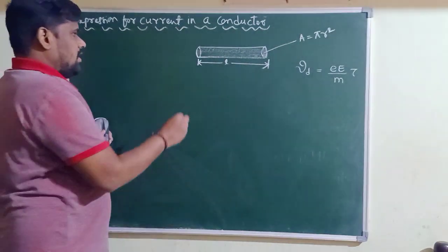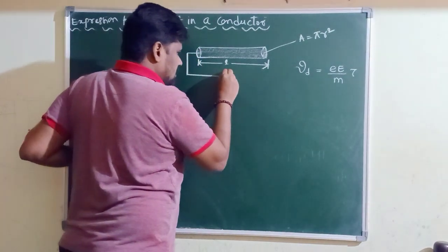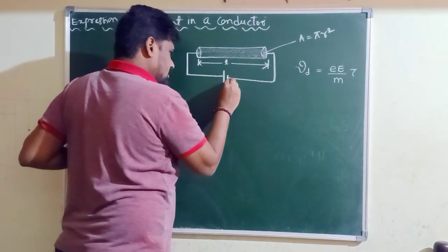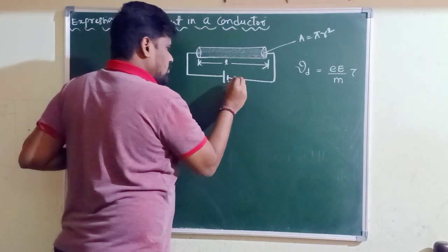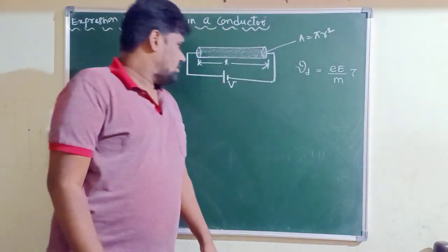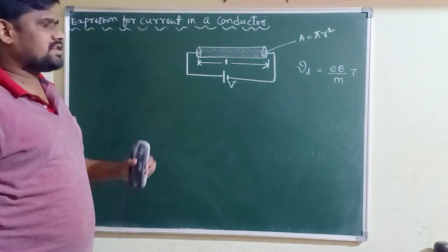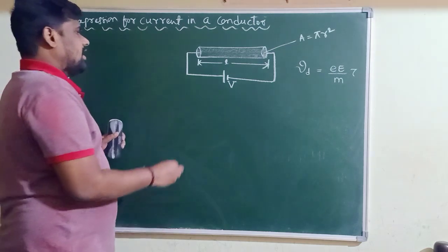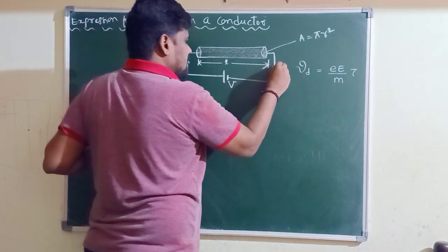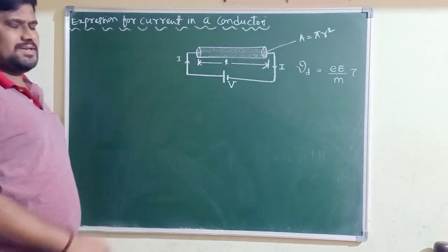Across this conductor, let us apply a potential difference. The potential difference which is applied across the conductor is given by V. V is the voltage or potential difference applied across the conductor. When potential difference V is applied, the current starts flowing through the conductor. The current in this conductor is denoted by capital I.